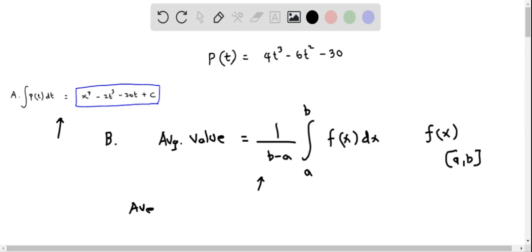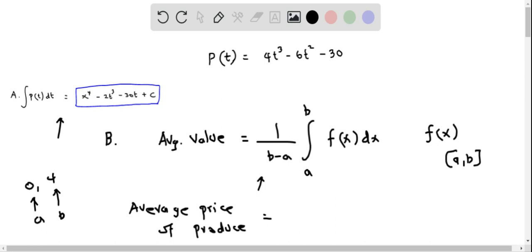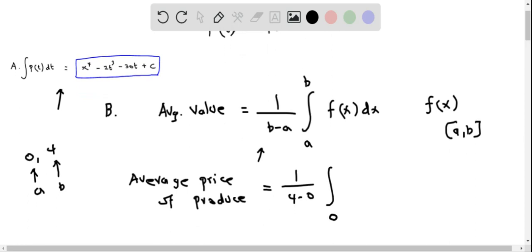So let's apply the average value formula to determine the average price of produce during the first 4 months. If it is 0 to 4, we can consider a equal to 0 and b equals 4. So therefore, if we write this into the formula, we get 1 by b minus a, which is 4 minus 0, integral from a to b, that is 0 to 4. And then instead of f of x, we put p of t dt.